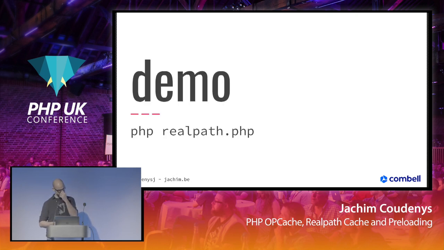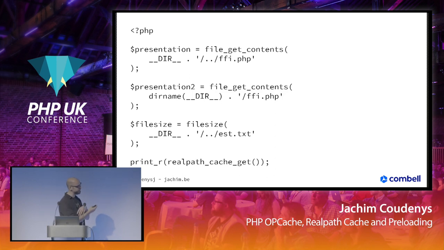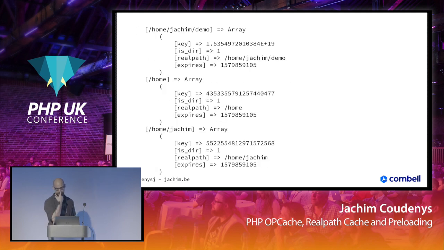So, a small demo. I have this file which tries to access three files on disk. I have a relative one, the ffi.php, then an absolute one, and then another example of a file loading. If I open the realpath cache get, I first of all get my current working directory, so I have my home directory, and then you can see that it stores all the upper paths.